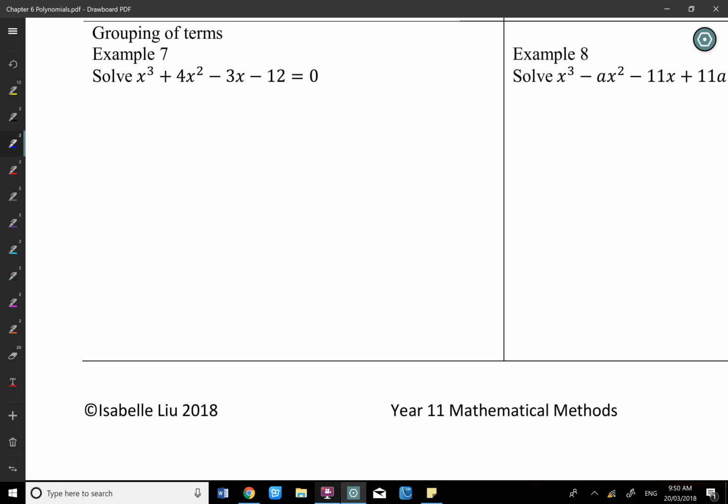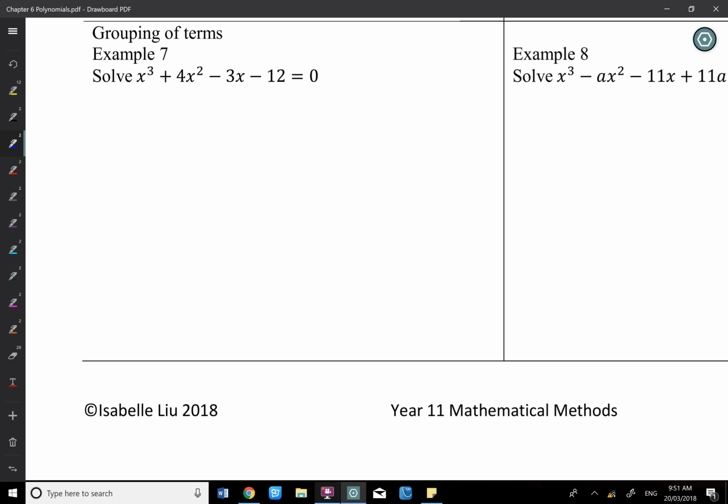Okay, example 7. x cubed plus 4x squared minus 3x minus 12. Well, when we see this, what we can do is try the values plus or minus 1, plus or minus 2, plus or minus 3, plus or minus 4, plus or minus 6, plus or minus 12, to make it equal to 0. But if we observe the coefficients, that looks very special. So we have something for grouping.